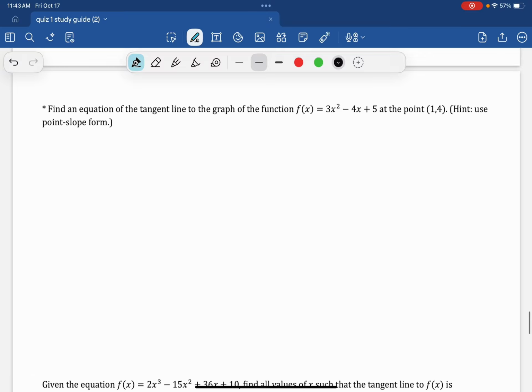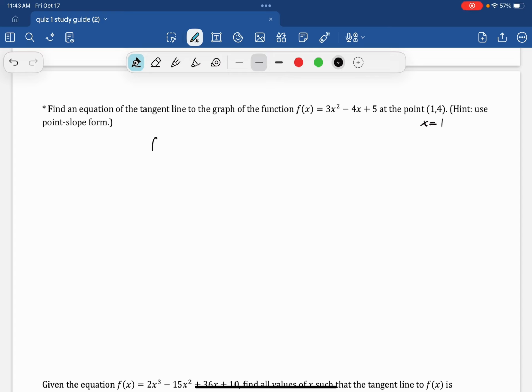Okay, next one. Find an equation of the tangent line to the graph of the function f of x equals 3x squared minus 4x plus 5 at the point (1, 4). So we've done a similar one before, haven't we? We just find the derivative to find the slope of the line, and then we use point slope form, right? Because this is just the point where x equals 1. And so to find the slope, we just calculate the derivative and then plug in x equals 1.